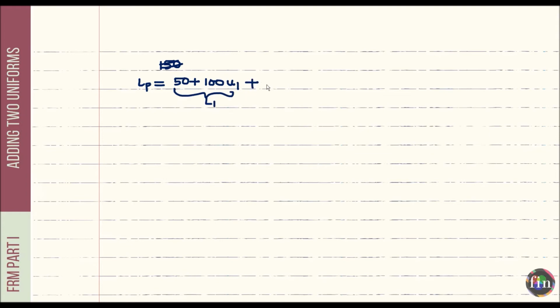What was L2? L2 was 100 plus 200 minus 100, which is again 100 times U2. That means I can write down LP as 150 plus 100, which I can take as common, times U1 plus U2. The plots which I showed you were the PDF, the distribution. If I'm trying to get the PDF of LP, I can get it via the CDF. So that's another concept which we can put to use. Let's try and do it. If I were to write down the CDF, what will it look like? Let's say for the value 210.